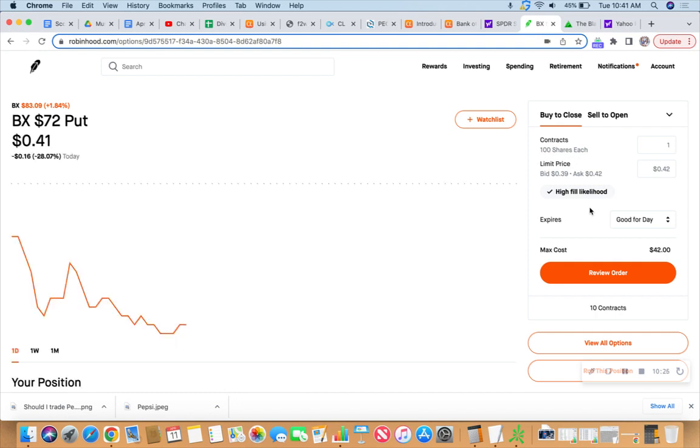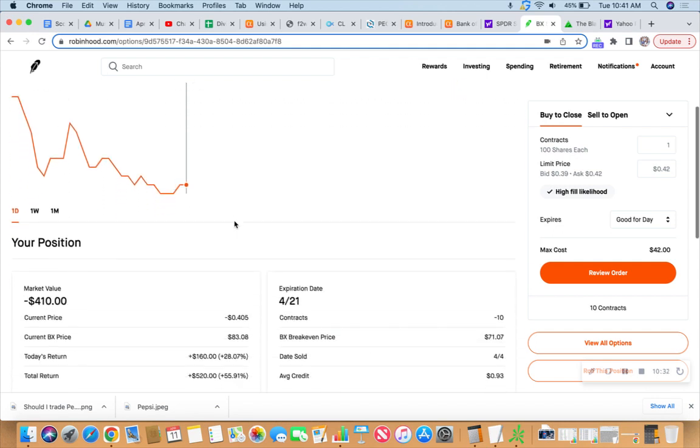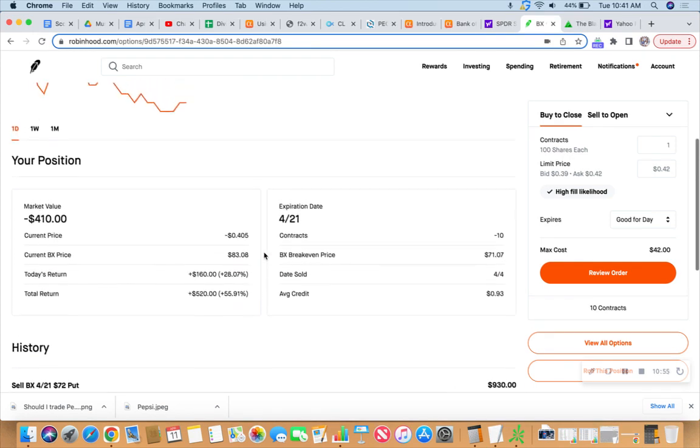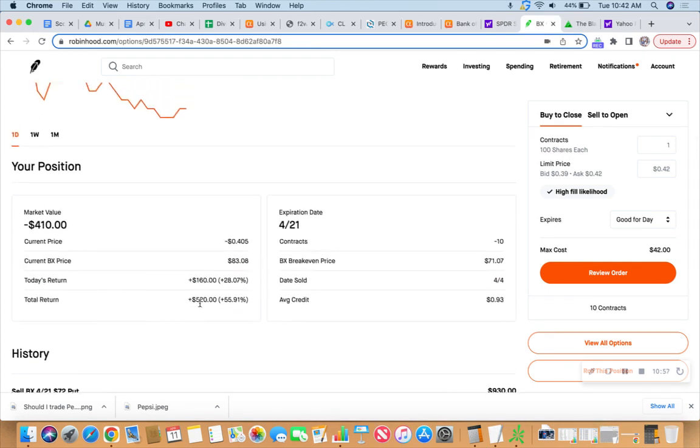What's the bid and ask say? Oh, it's pretty tight, 39 and 42, right? So we collected $930 on April 4th. Today is the 11th, right? It is, it's still the 11th. So 7 days away, or a week ago, we collected $930 on this trade, which is approximately 55% into profit. It cost us around $410 to buy that back.